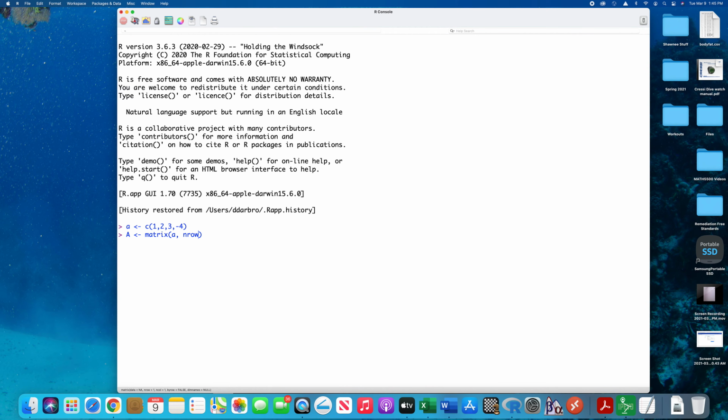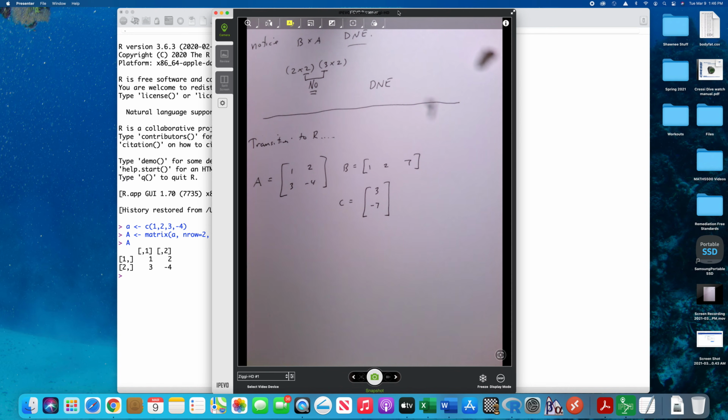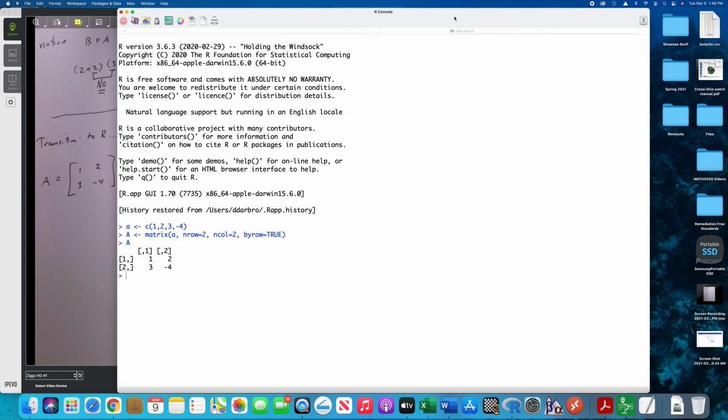The next thing I'll do is tell it the number of rows. Well, in this case, I want 2 rows. Next thing I want is the number of columns. I want 2. And then I tell R how I want it to read the data. Well, when it reads 1, 2, 3, -4, I want it to insert by row. So therefore, I do byrow equal TRUE. So when I get A, you can see that I get the... you know what, I think this actually may be helpful to do a split screen. So let's do that.